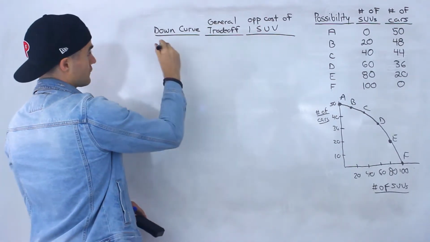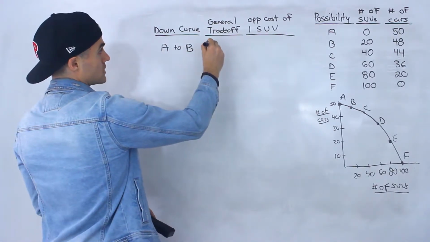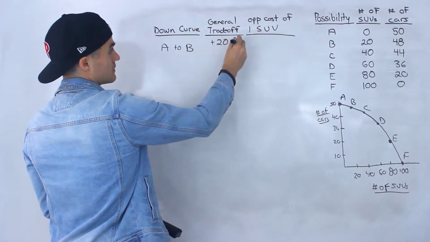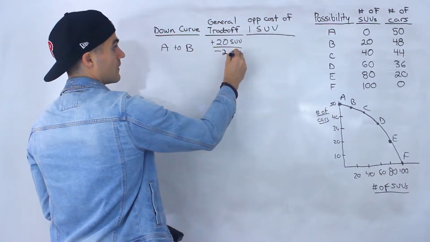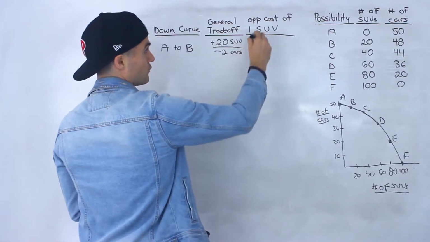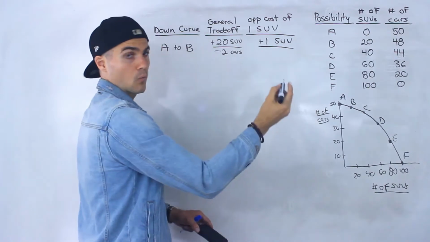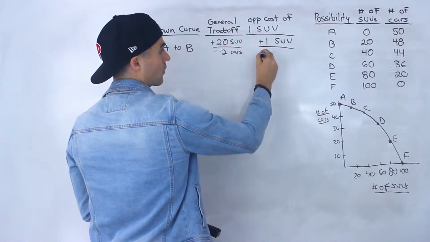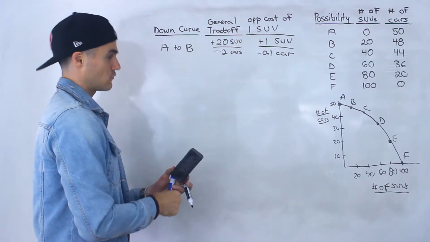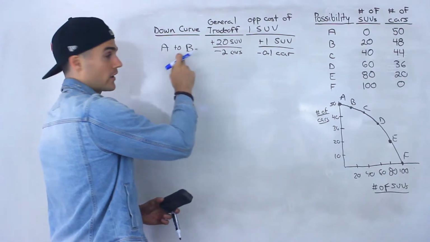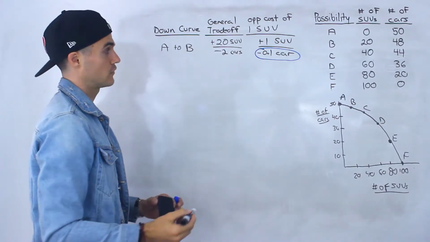Okay, so moving down the curve, if we're going from A to B, we mentioned how to get 20 SUVs, we have to sacrifice what? 2 cars? And with that cross multiplying we did, we found out that the opportunity cost of producing one extra SUV, we have to give up what? 1/10 of a car, or -0.1 of a car. I'll just keep it in decimals. Right? So the opportunity cost of one SUV as we're moving from point A to B is 1/10 of a car, or 0.1 of a car.